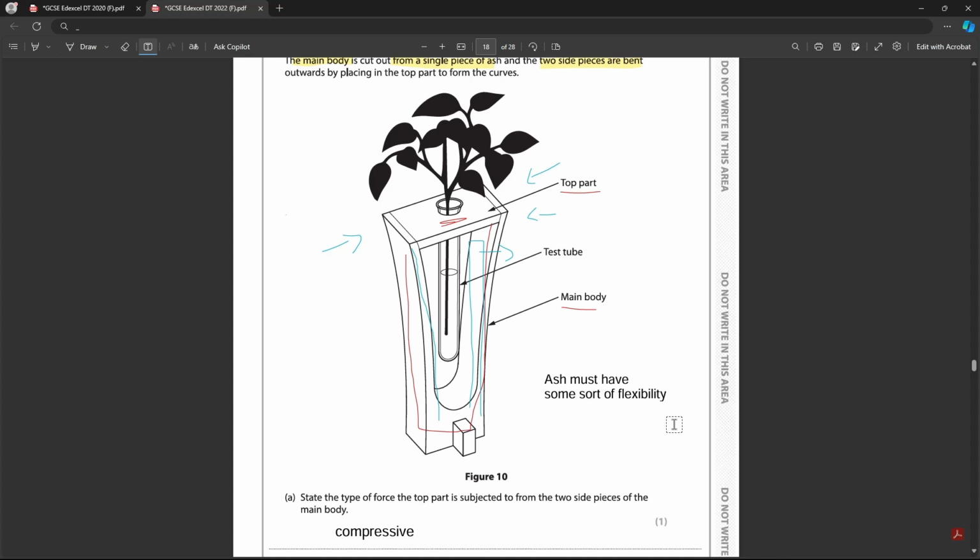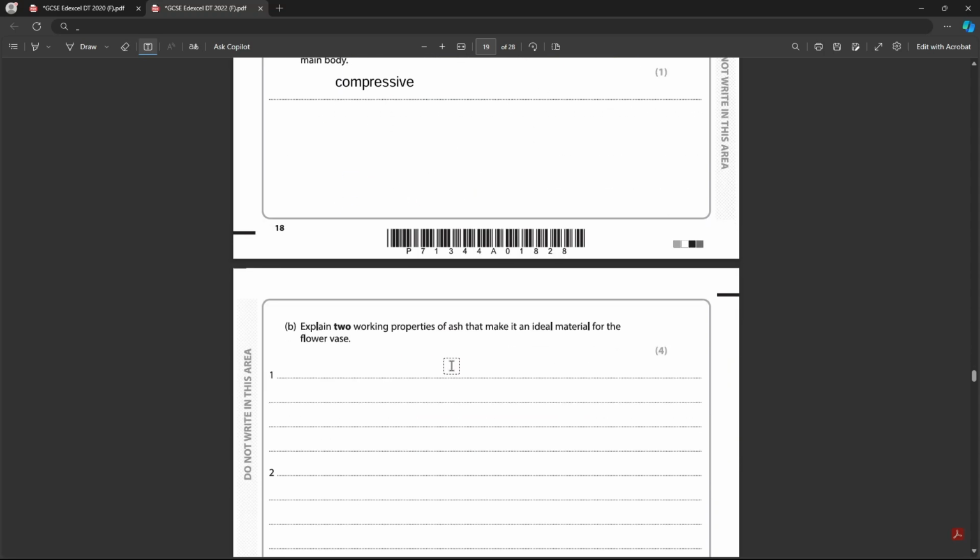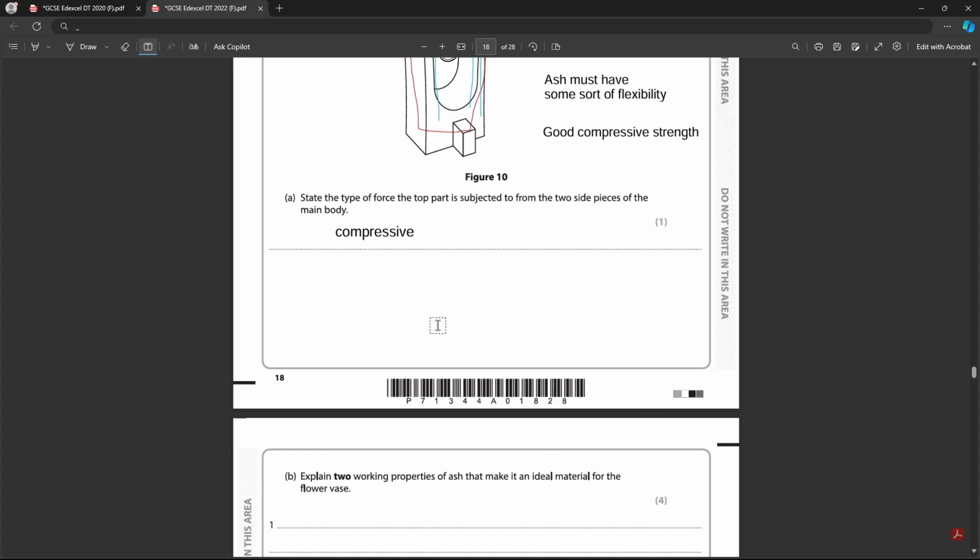And then also we can think, linking to part A, these 2 curved pieces are squishing in the middle piece. This middle piece is resisting, right? It's pushing back, it's trying to stop being squashed. So that means it must have good compressive strength. It's being compressed, but it's withstanding that, so it must have good compressive strength. So it's basically like not being squished, it's trying to resist that. So those are the 2 points, and then we can think about the explanation.